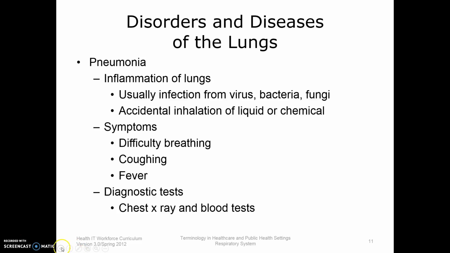Pneumonia is an inflammation of the lungs, usually caused by an infection. Three common causes are bacteria, viruses, and fungi. Pneumonia may also be contracted by accidentally inhaling a liquid or a chemical. People most at risk are older than 65 or younger than 2 years of age, or those who already have health problems. Symptoms of pneumonia include difficulty breathing, coughing, and fever. Diagnostic tests include chest x-rays and blood tests.